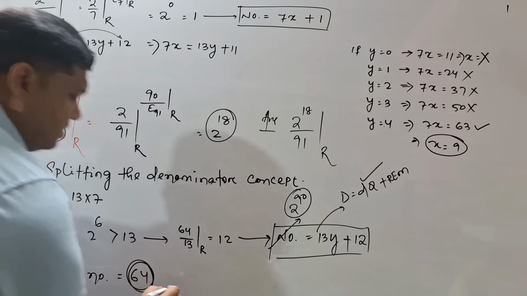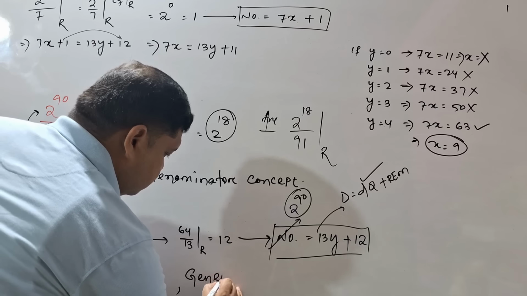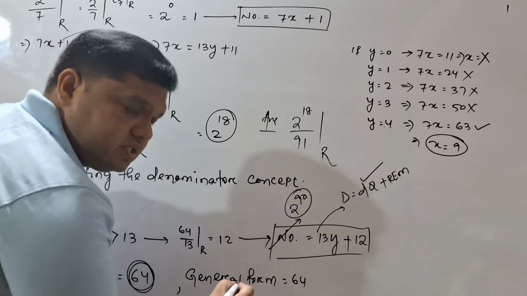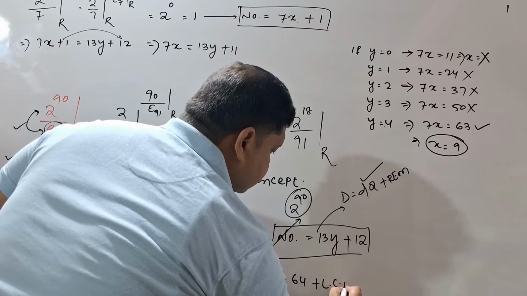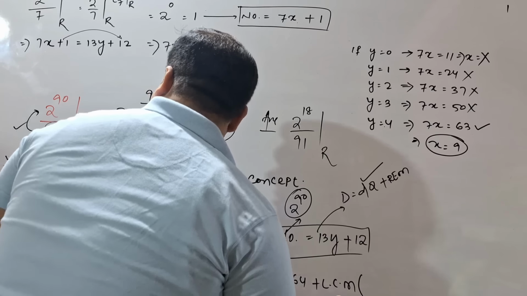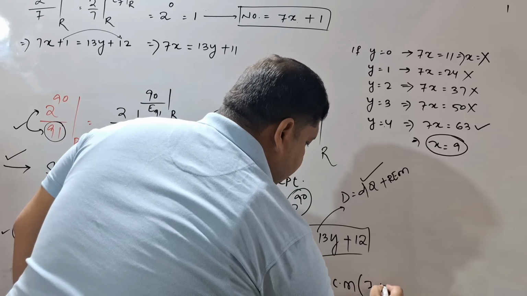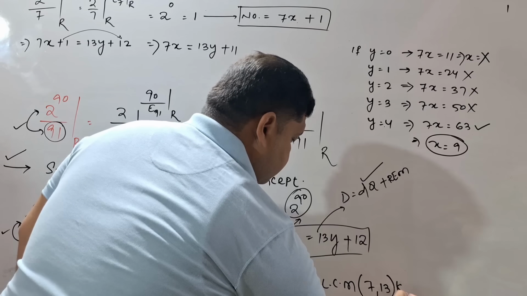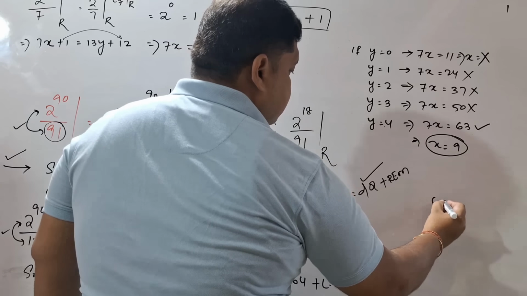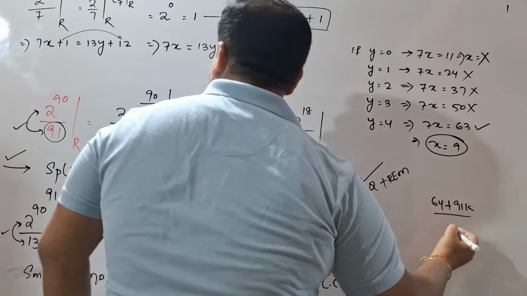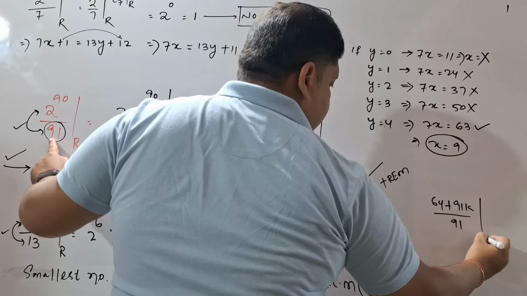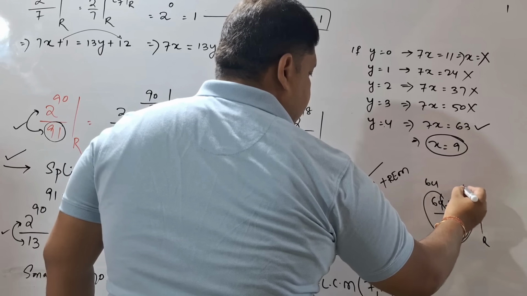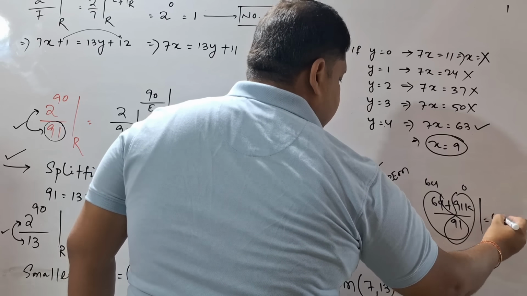Why this is my answer? Now general form of the number. This is 64, the smallest number, plus LCM of both the divisors. Here divisors are what? 7 and 13. LCM is 91. So the number is 64 plus 91k. When I divide this by 91, 64 by 91, remainder is 64. 91k by 91, remainder 0, operator here is plus, so answer is 64.